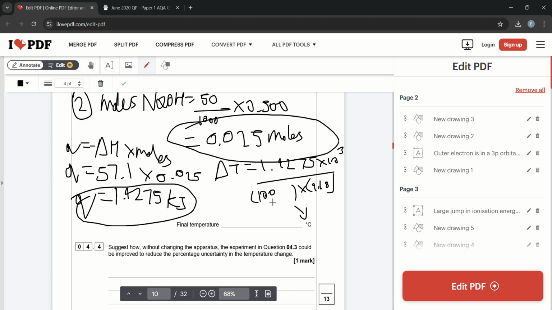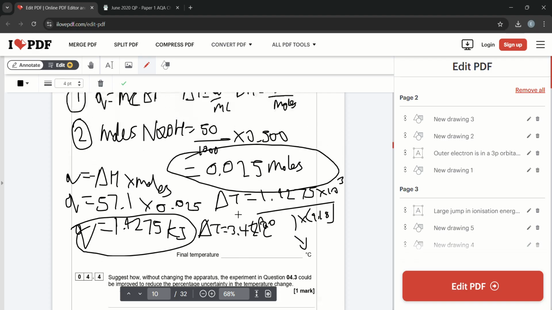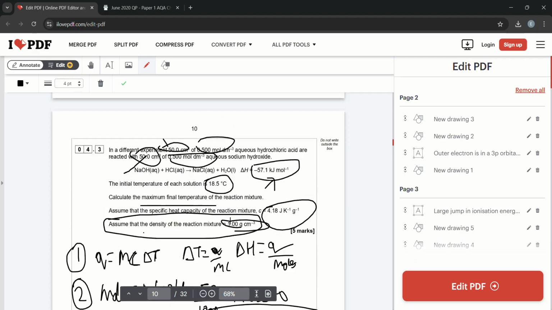Now we can do 1.4275 times by 10 to the power 3 divided by 100 times by 4.18, and that will give me 3.42. Delta T equals 3.42 degrees Celsius. Now what is delta T? Delta T is the change in temperature. Higher temperature minus the lower temperature, the final temperature minus the initial temperature.